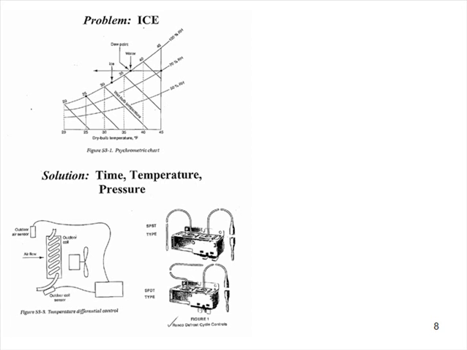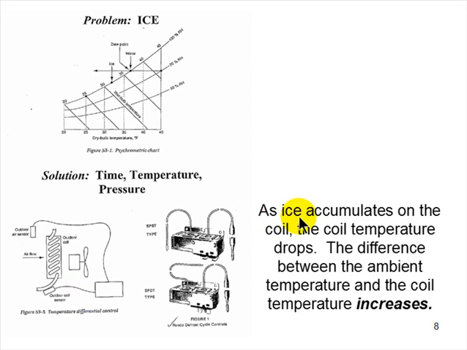Actually one of three methods, but the two primary methods are temperature and pressure. We're going to sense the difference in temperature between the liquid line, right there, and the ambient temperature. As ice accumulates on a coil and the temperature drops, the difference between the ambient temperature and the coil temperature increases.